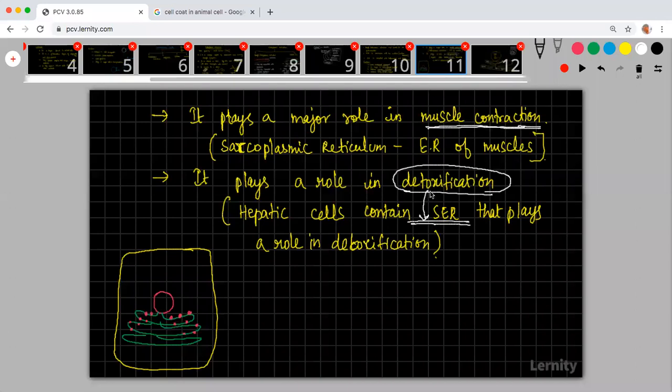So it will have both SER and RER. Hepatic cells will contain more of SER, more smooth endoplasmic reticulum. It doesn't mean that all cells will not have rough endoplasmic reticulum also, or smooth endoplasmic reticulum also. But which one is more and which one is less, it varies basically.